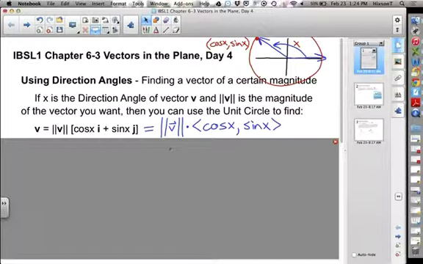All right, so does that make sense? Do you understand where that comes from? Yes. The unit vector comes from the unit circle, and then we simply multiply it by the magnitude that we want it to be.